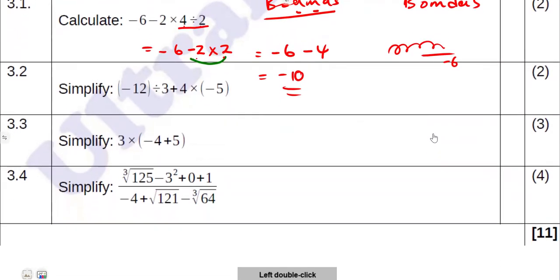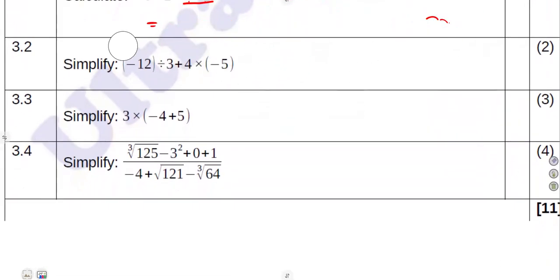All right. 3.2, simplify this. There is a bracket. Again, let us consider our BODMAS. So the brackets, guys, are not like this one of a negative 12. This one is just for a sign. Just rewrite as it is, negative 12. There is a division. So here we have to multiply these two, or to divide these two. It is up to you. If you are using BODMAS, then consider division first. Negative 12 divided by 3, that is negative 4.